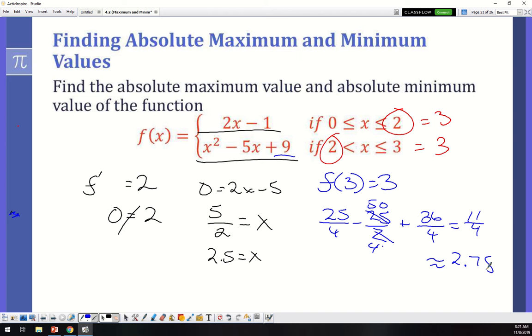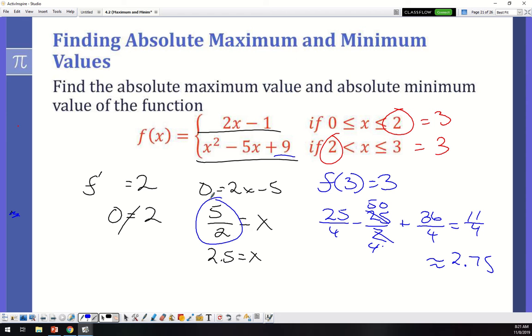This one? Okay, so now, what's my x value? Yeah. 2.5 or 5 halves. Okay, what is 5 halves times 5? There's my 25 over 2. And to make it the common denominator, it became 50 over 4. Okay. All right, so 2.75.